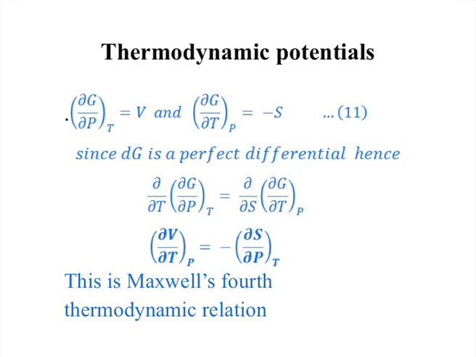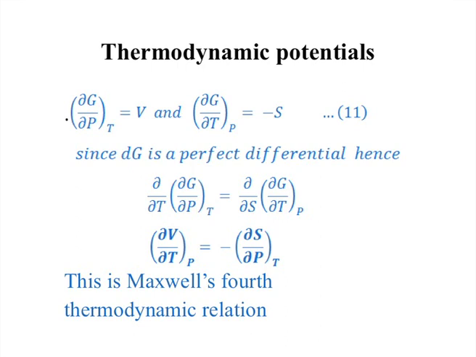Again, dG is a perfect differential, hence we can write del by del T of (del G by del P at constant temperature) is equal to del by del P of (del G by del T at constant pressure). By substituting the value of del G by del P at constant temperature as volume and del G by del T at constant pressure as minus S, we get del V by del T at constant pressure is equal to minus del S by del P at constant temperature. This is Maxwell's fourth thermodynamic relation.